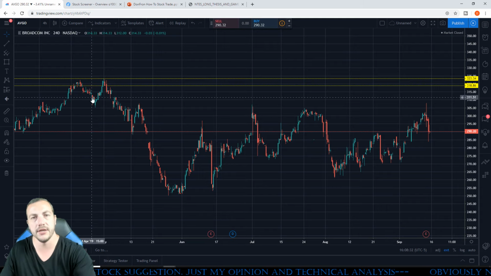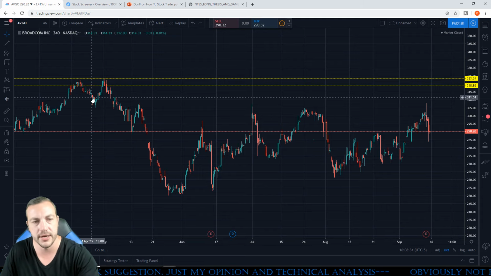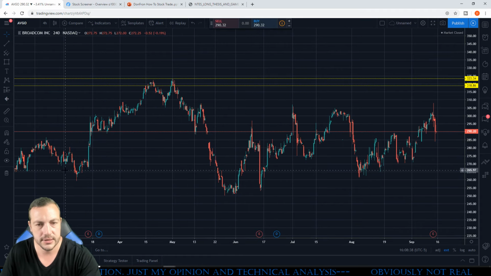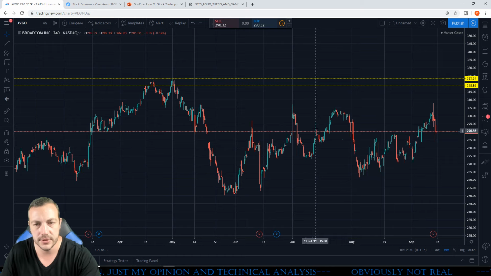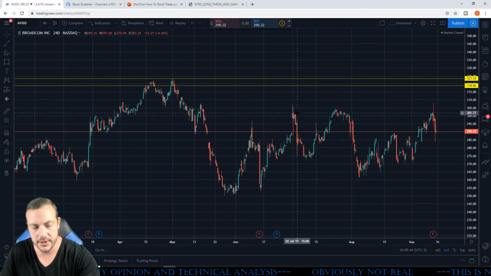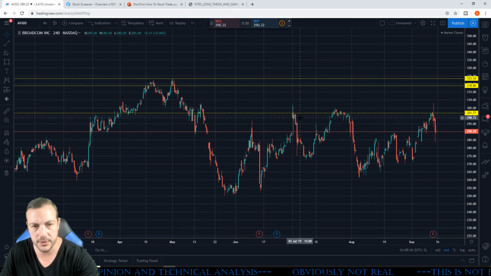Again, it's all about the candle patterns for me and what they're telling me where the buyers and sellers are at. I don't see any too obvious ones. We gapped up into here, so I would chart that out.